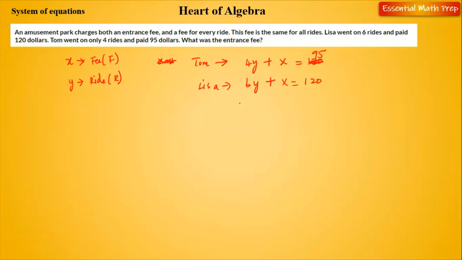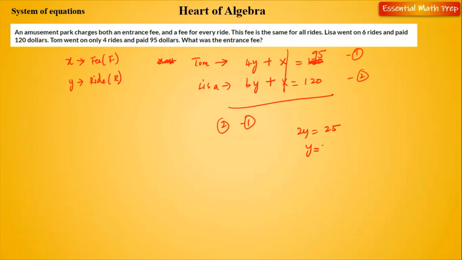Okay, you don't even need to do much. X is already there, just cancel it out. I'm going to call these expression 1 and 2. So subtracting 1 from 2 means that's 2Y equals 120 minus 95. 120 minus 95 is 25, right? So Y equals, what is it, 12.5?